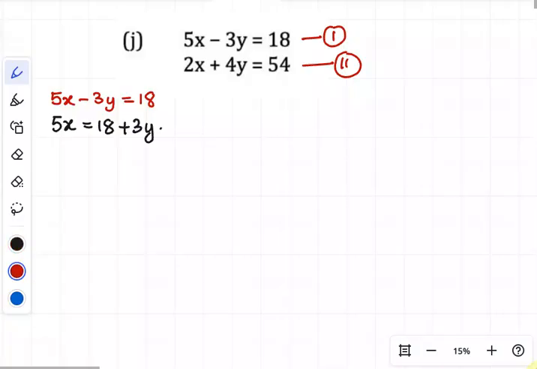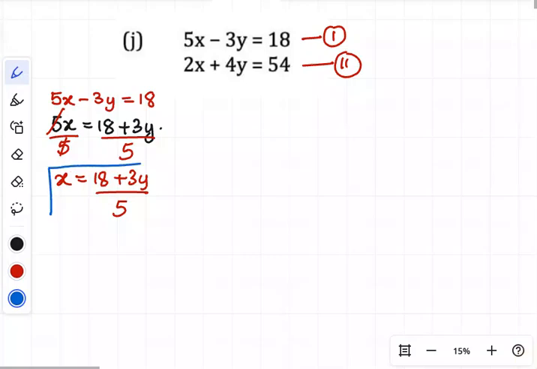The next thing I need to do to make x the subject of the formula is to divide both sides by 5. So I divide the whole of this by 5, and I clear this up. So x becomes 18 plus 3y over 5. Now this is x, me making x the subject of relation in equation 1. So I want to use equation 2 this time around.